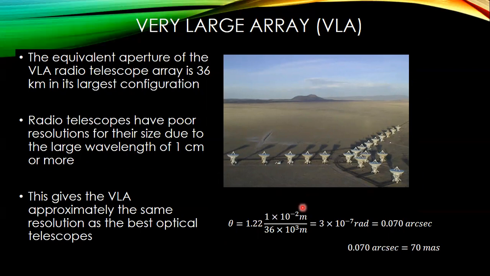Now we're talking about huge waves here in comparison, huge wavelengths in comparison to what we had before. But now we're making the baseline much bigger. Instead of talking about a telescope with an objective in meters, we're talking about a baseline in kilometers. And as you can see here, this very large array has a pretty good resolution, okay? You can see down to 70 milliarc seconds.